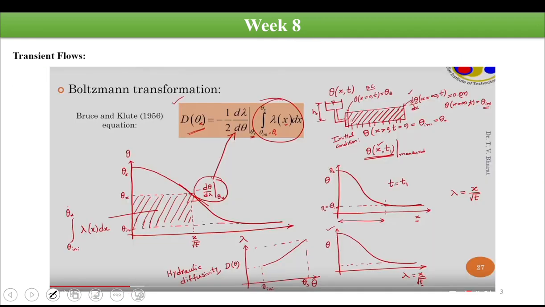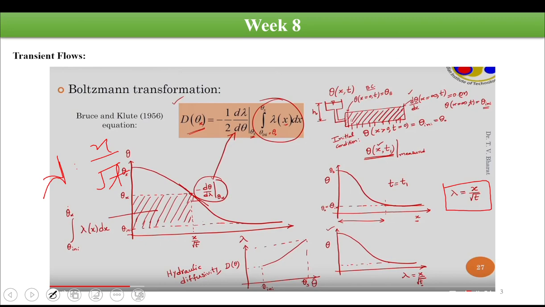So with this, we move on to the theoretical concepts which we have understood. The first one is to solve the transient flow problem. We use the Boltzmann transformation, and in this transformation, as we have studied, Bruce and Klute provided this equation for the diffusivity: D(theta_x) is equal to minus 1 by 2 times d lambda upon d theta, integration of lambda d theta. Lambda is defined as x upon square root of t, fine. So lambda is defined like this, right?